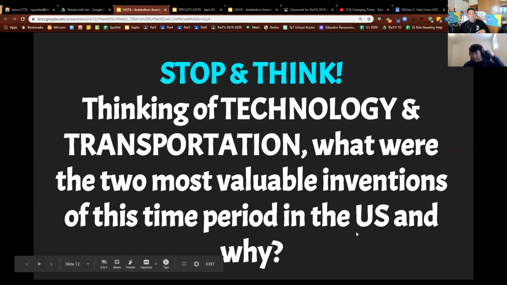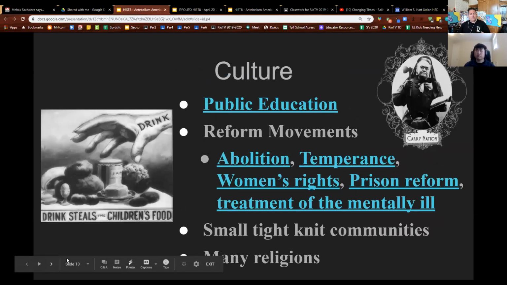So here's another stop and think. We're not going to talk about this too much, but thinking of technology and transportation, what do you think were the two most valuable inventions of this time period and why? I want you to think about it, talk about it. You're going to put that answer in your Edpuzzle, and then we're going to move on.